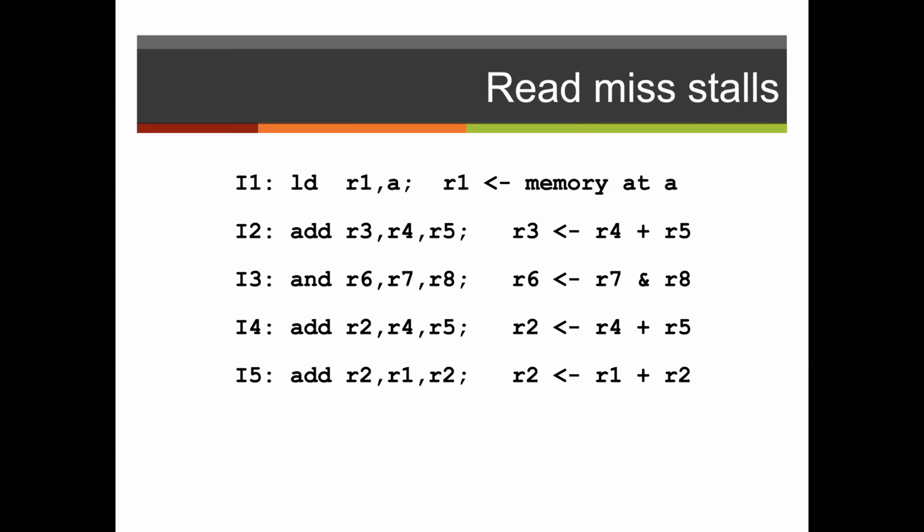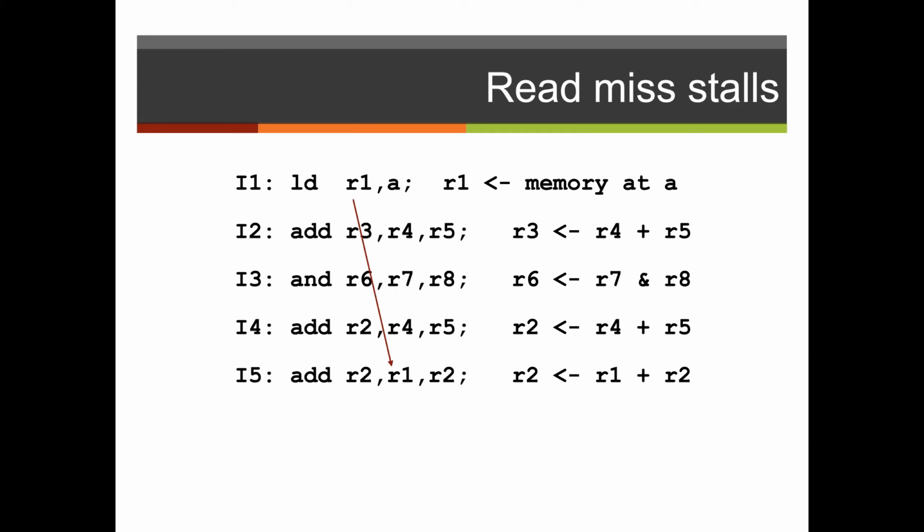So in this case, we have instructions I1, I2, I3, I4, and I5. Memory at A is going to be stored into our R1. Then we have several add instructions that also make use of various registers. And so in this case, we could have R1 being used in instruction 1 as well as in instruction 5.